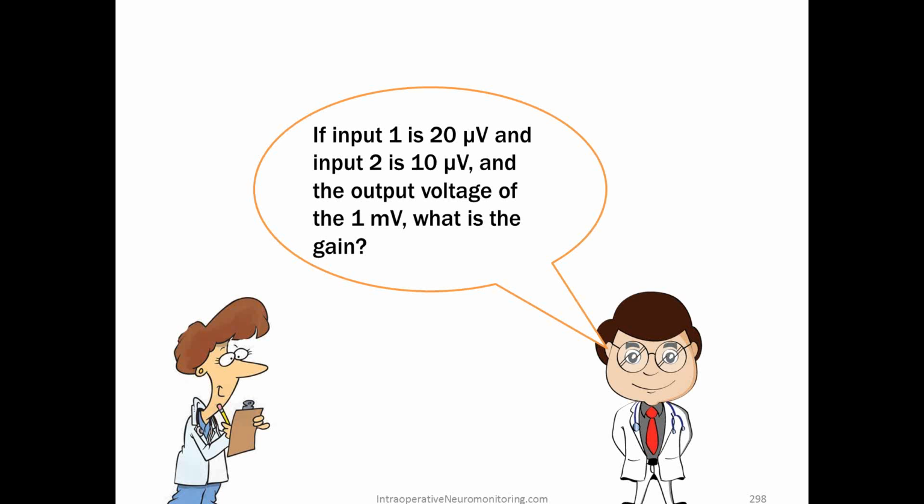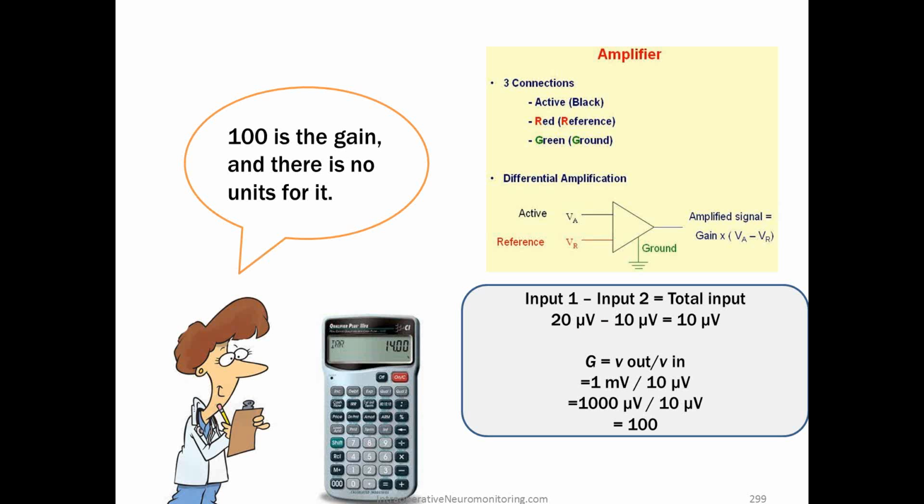So if input 1 is 20 microvolts and input 2 is 10 microvolts and the output voltage is 1 millivolt, what's the gain? Here we have a little bit of math. Input 1 of 20 minus input 2 of 10 equals 10 microvolts. Gain equals volts out divided by volts in, or 1 millivolt divided by 10 microvolts, or 1,000 microvolts divided by 10 microvolts, equals 100. So we actually had to know two equations there to come up with that answer.